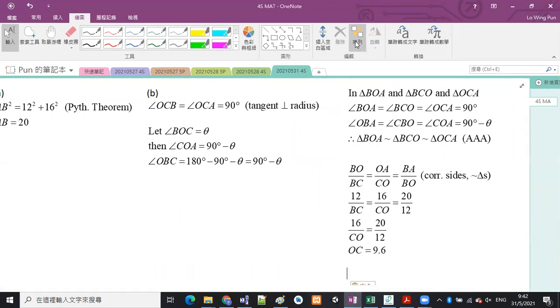So that is the answer. And this is method one.